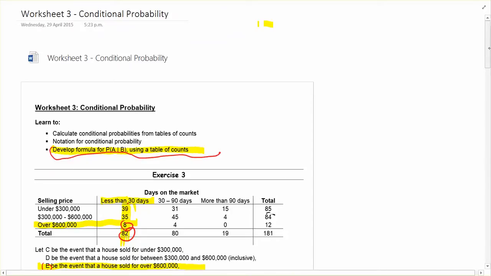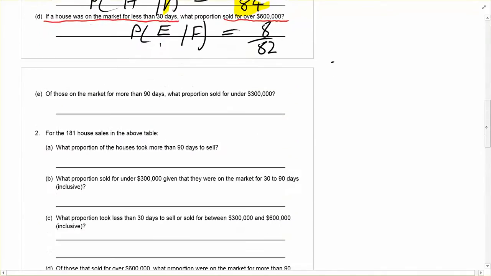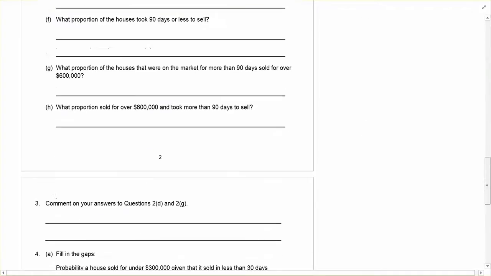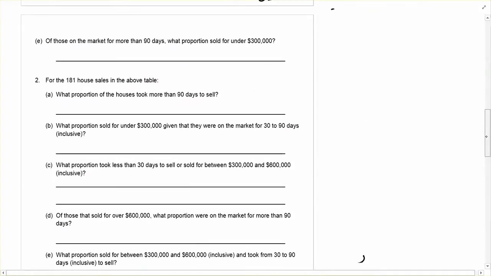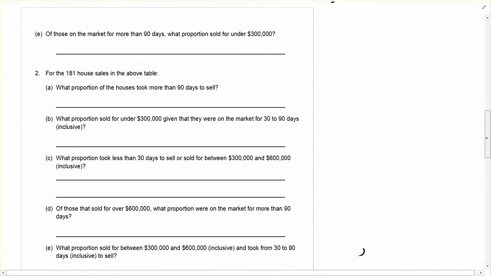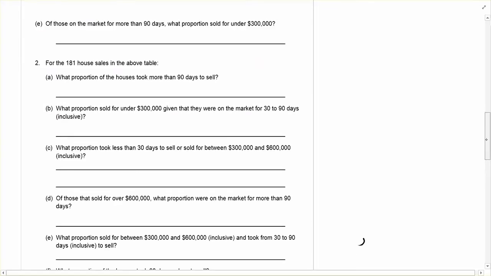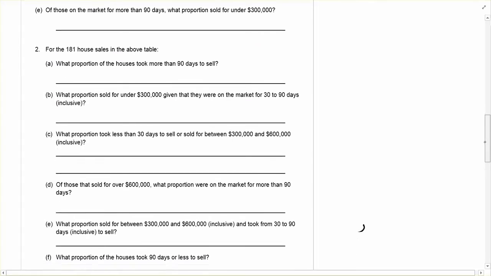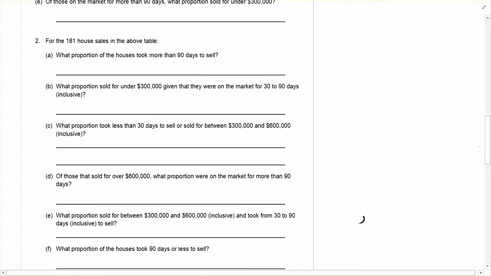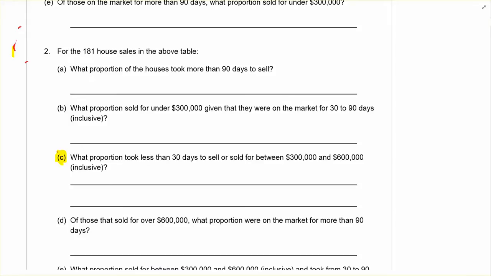The question that we're going to focus on in this video is really questions 2 through to 4. We're not going to do all the questions, we're just going to do a sprinkling of them. So we're going to look at some where it's not a conditional probability, just to check that we can tell the difference. The first one that we're going to look at is question 2C. What proportion took less than 30 days to sell, or sold between $300,000 and $600,000 inclusive?